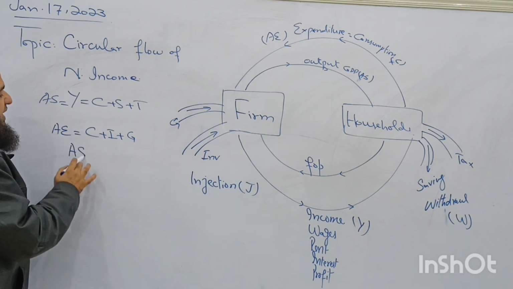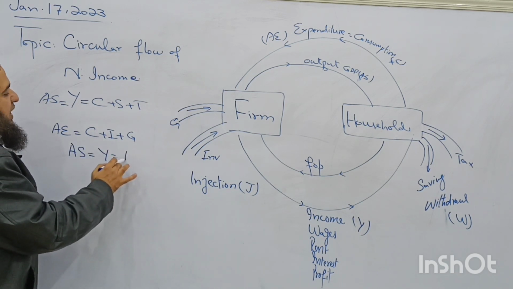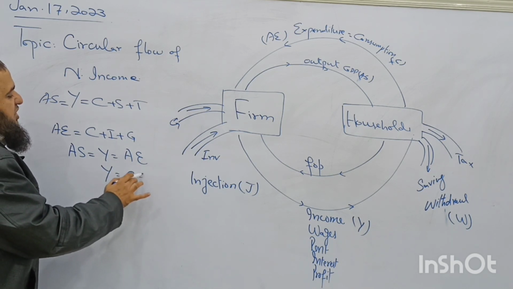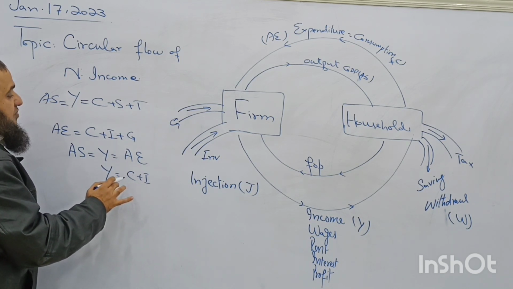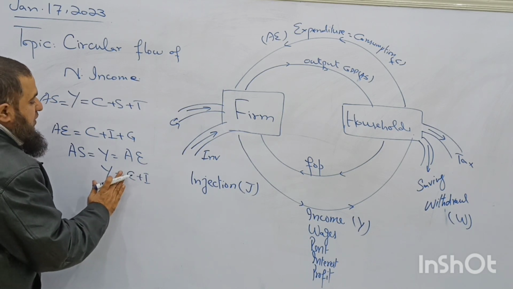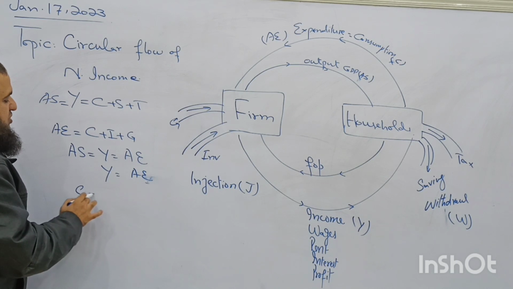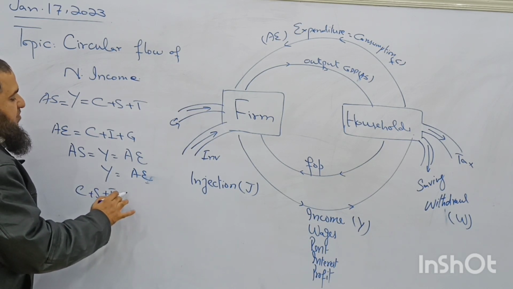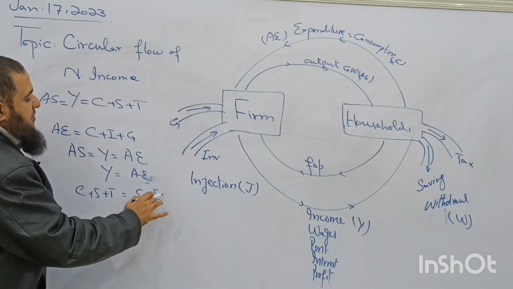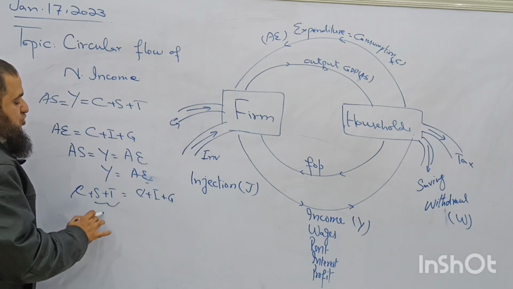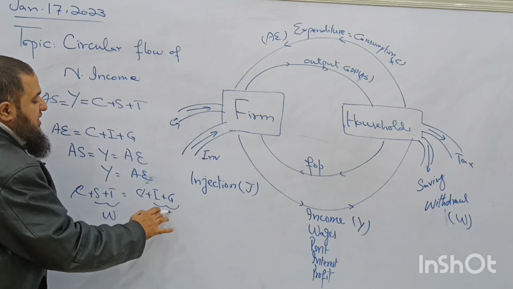At equilibrium again, aggregate supply, which is equal to Y, is equal to aggregate expenditures. Okay, sorry. Y is equal to aggregate expenditures. So now Y is equal to C plus S plus T. That's equal to C plus I plus G. So C is cancelled now. So these two are the withdrawals, these two are the injections.